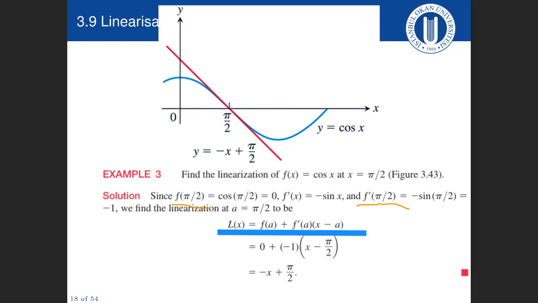And then we put them into the standard equation. The standard equation for a linearization, or for a tangent line, is f of a plus f prime at a, x minus a. F at a, or f at pi/2, is 0. F prime at a, that's f prime at pi/2, is minus 1. Put these in and simplify. The tangent line is y is equal to minus x plus pi/2. The linearization is minus x plus pi/2.